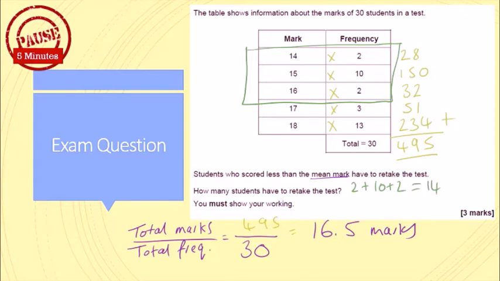So as it's worth 3 marks, 1 mark would be for getting the total of the marks. It's 1 mark. You can write it either there or there. Your second mark would be for working out the mean average. And your last mark would be to write down how many students had to retake the test.